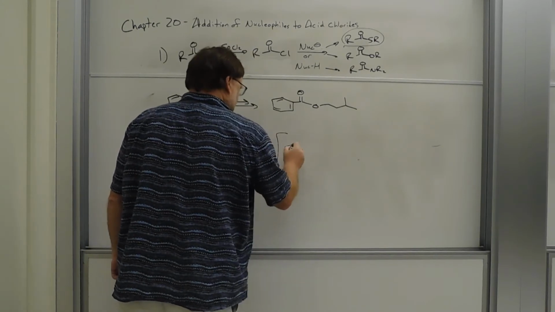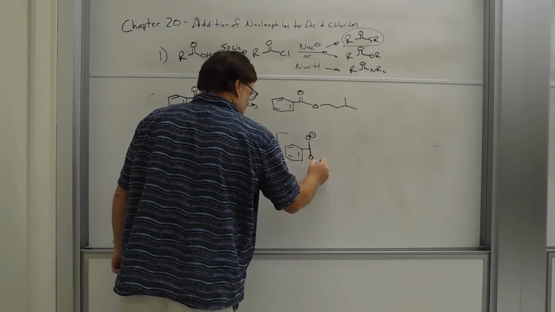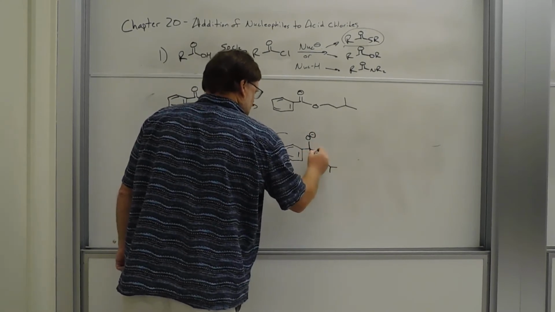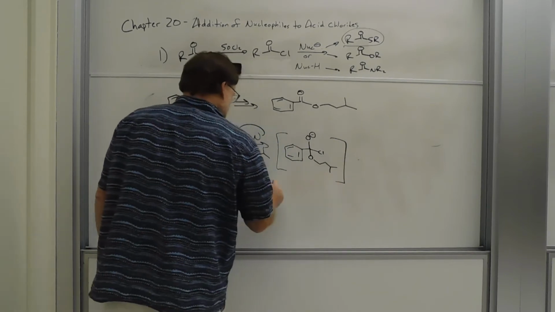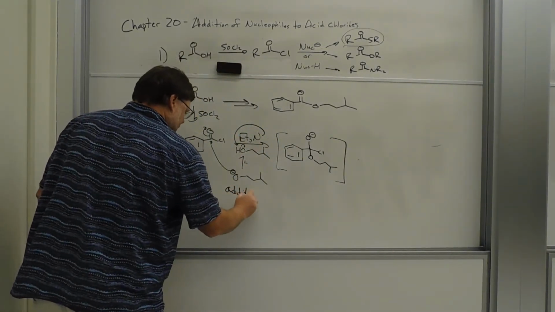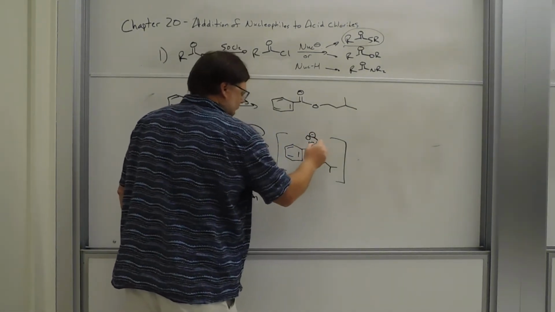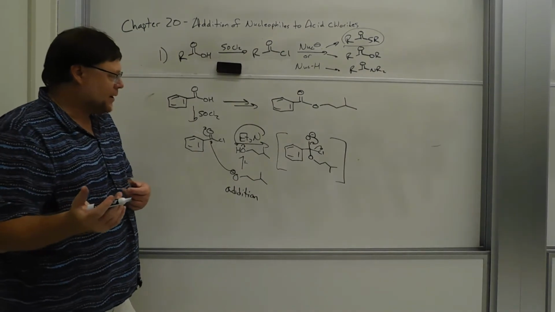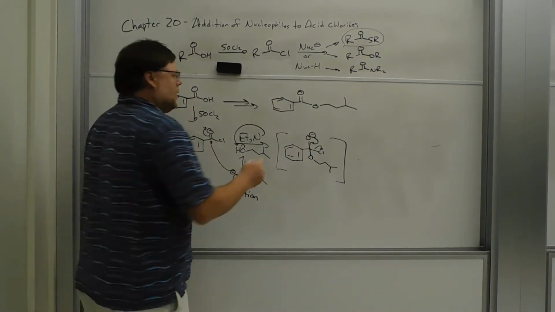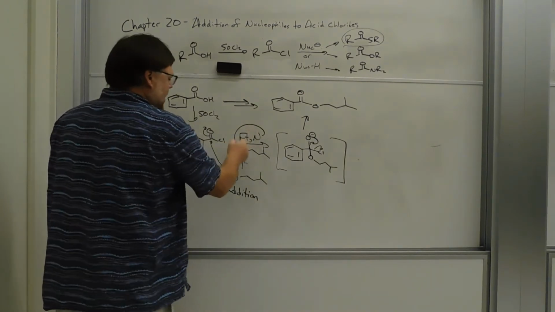So we'll get this intermediate. So addition. And then the O- can now kick the chloride out, right? Chloride minus is a much better leaving group than O-, and that gets us our product. Okay, you can do this.